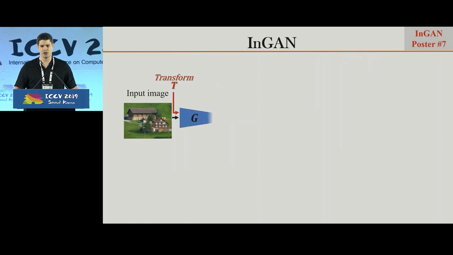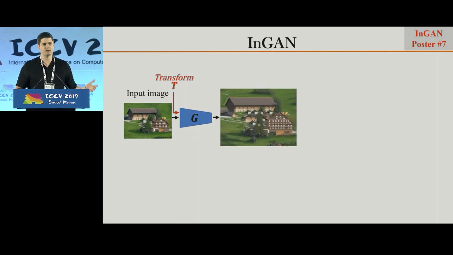Given an input image and a geometric transformation, InGAN transforms the image accordingly. It trains for various transformations and generates images of different sizes and aspect ratios.